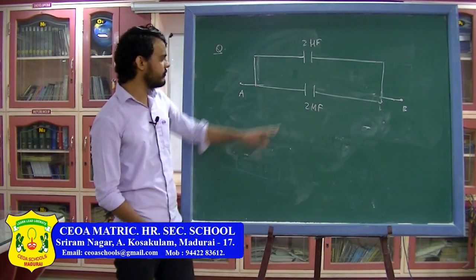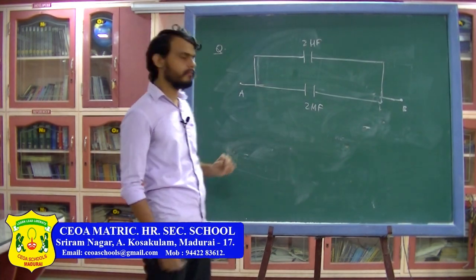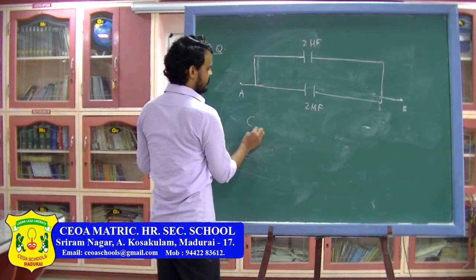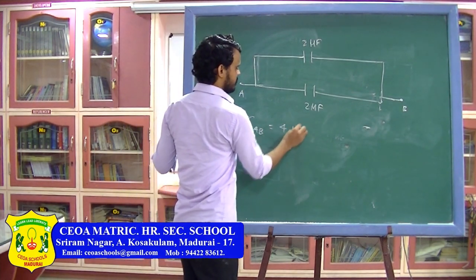Now this 2 microfarad and this 2 microfarad are again in parallel. So equivalent of these two will be 4 microfarad. So finally I can write C equivalent between point A and B will be 4 microfarad.